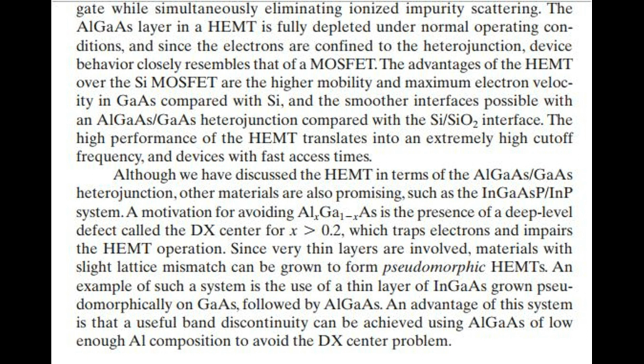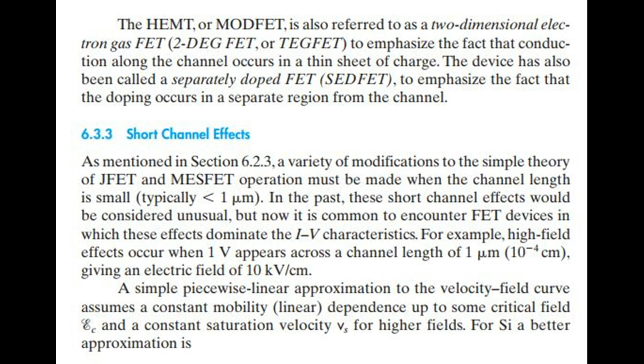Since very thin layers are involved, materials with slight lattice mismatch can be grown to form pseudomorphic HEMTs. An example of such a system is the use of a thin layer of indium gallium arsenide grown pseudomorphically on gallium arsenide, followed by aluminum gallium arsenide. An advantage of this system is that a useful band discontinuity can be achieved using aluminum gallium arsenide of low enough aluminum composition to avoid the DX center problem.